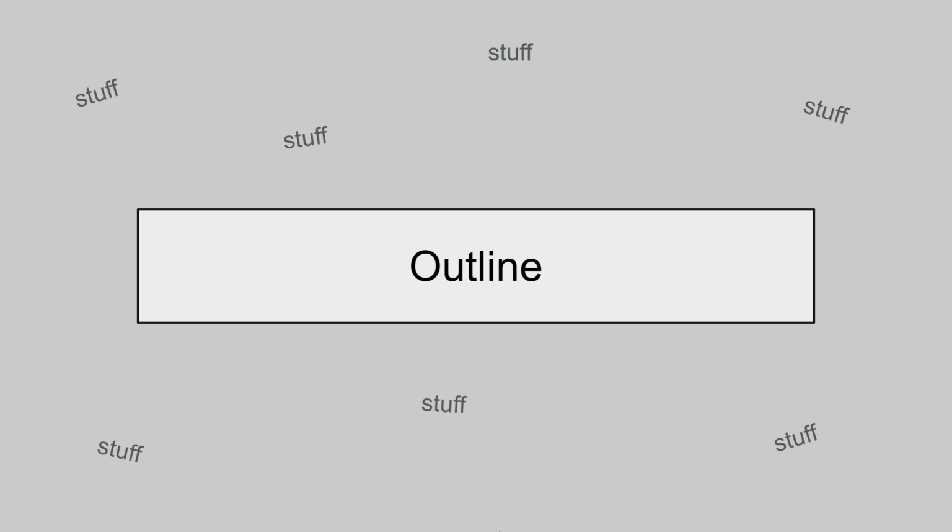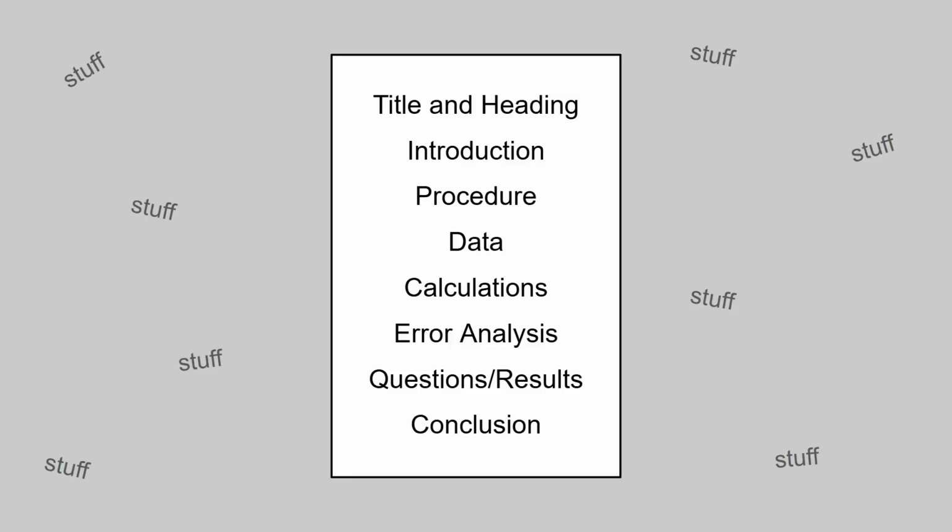The next section of the demonstration is the outline. This is where we will list and follow along with all of the subsections that are ordered in a specific way. I should mention that the outline of the lab report in the description follows this exact ordering as well. We have 8 subsections: the title and heading, the introduction, the procedure, the data, calculations, error analysis, questions and results, and lastly the conclusion. We will go through each subsection with the outline that I've provided in the description.